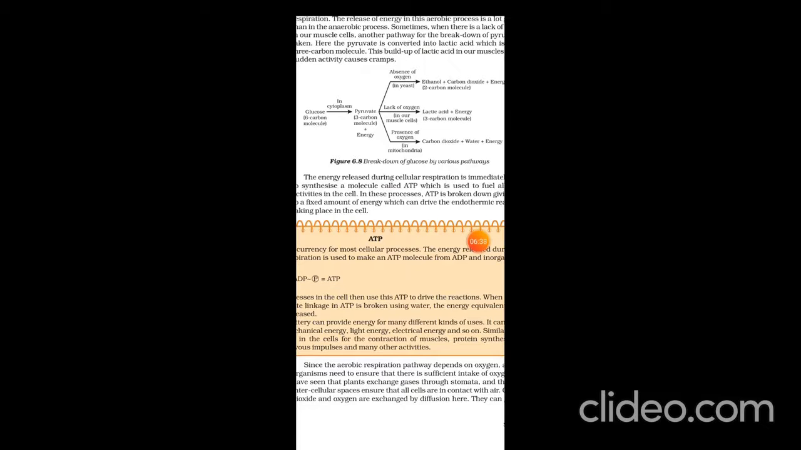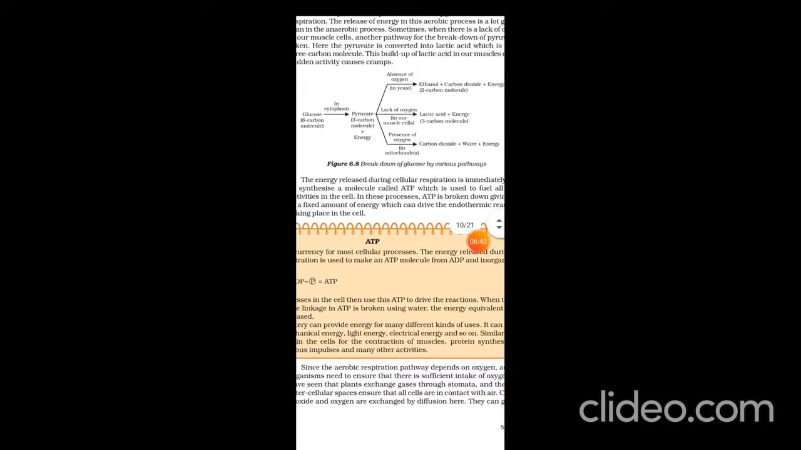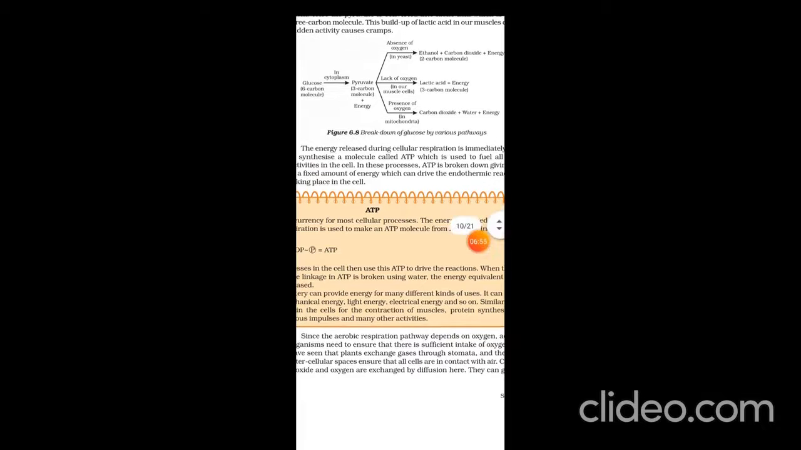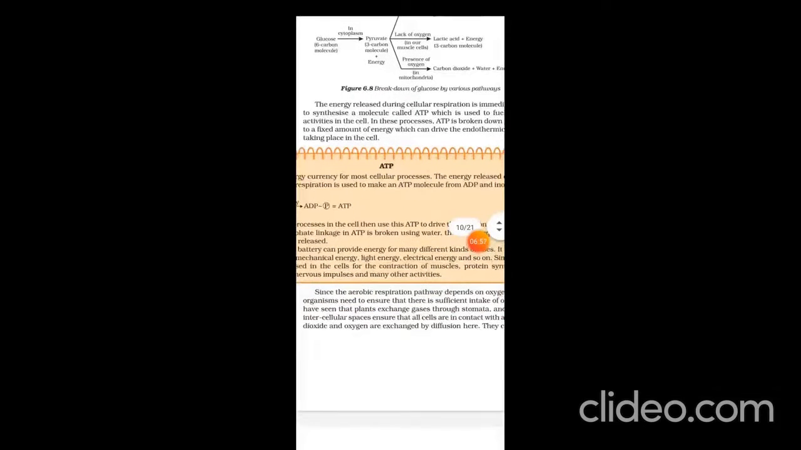One is carbon dioxide. Whenever it is in the presence of oxygen, the energy will be ATP. Whenever it is in the muscles, it will be lactic acid plus ATP, and ethanol plus carbon dioxide plus ATP will be generated in the other case. So you have to understand this in your mind, and the main energy source is ATP.